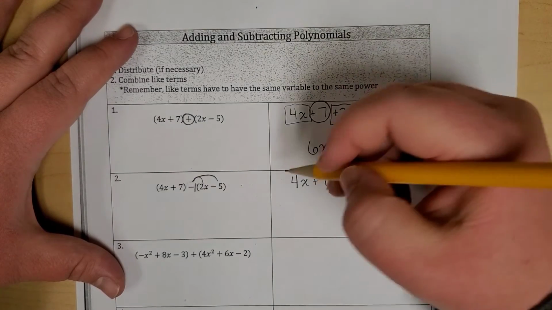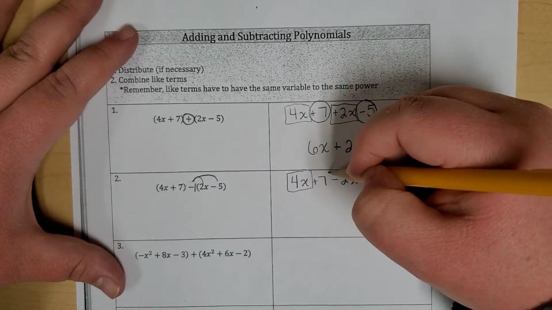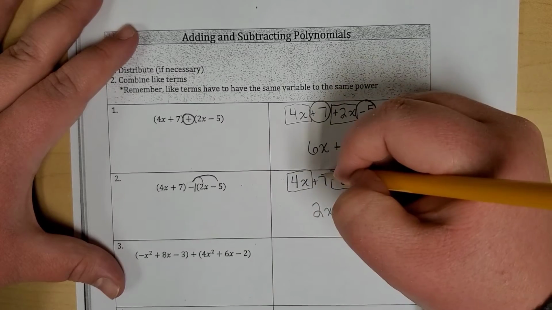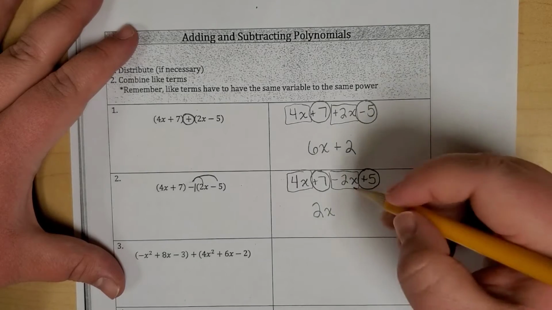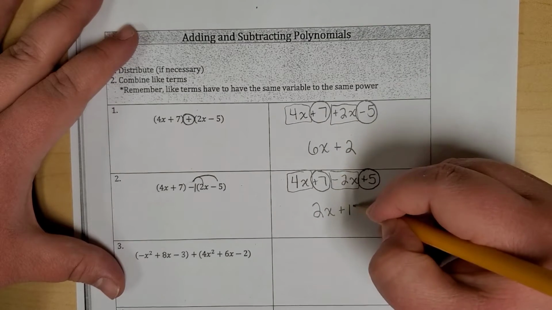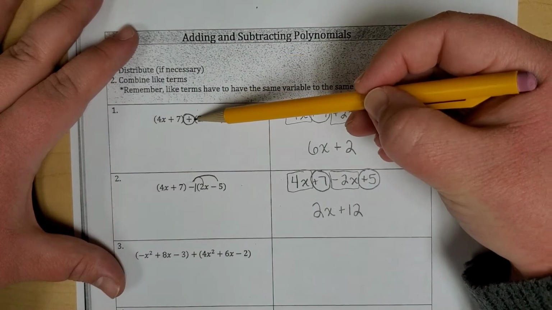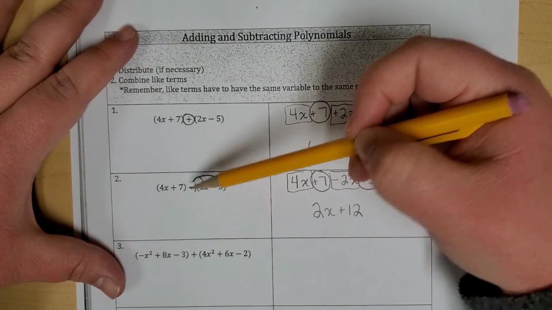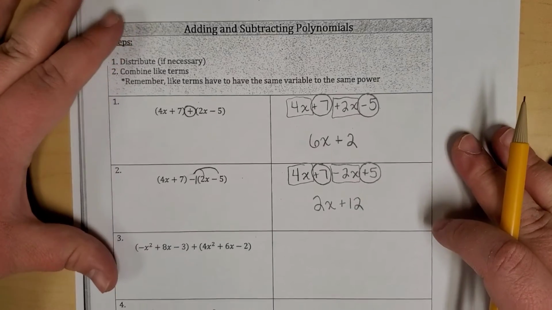Next I need to combine like terms. The biggest exponent I see is 1, so that's going to be 4x and negative 2x, which together make 2x. Then I have 7 and 5, which is 12. So 2x plus 12 is my final answer. So here's the key information. If it's addition, drop the parentheses and combine like terms. If it's subtraction, distribute the negative and then combine like terms. All right, let's try another.